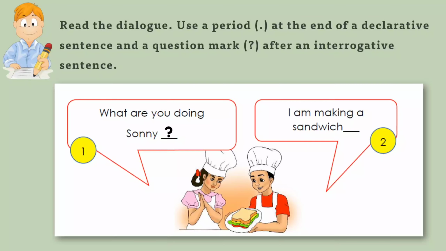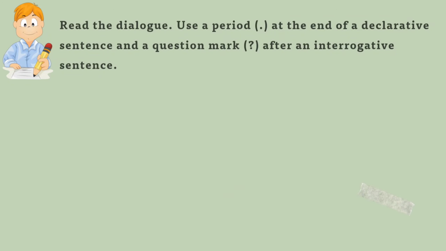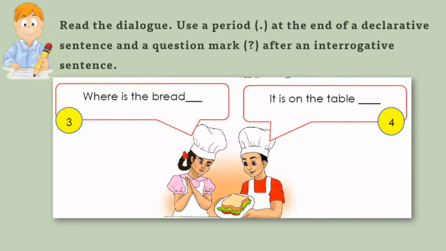Number 2. I am making a sandwich. What punctuation mark are we going to use? Great! We will use a period. Number 3. Where is the bread? What punctuation mark is best for this sentence? That's good. We will use a question mark.